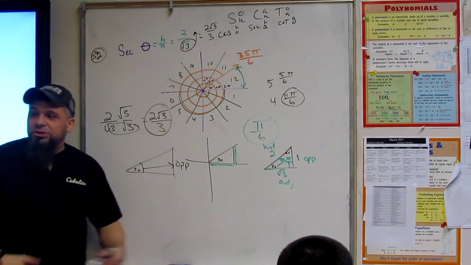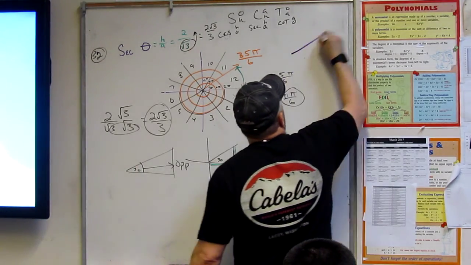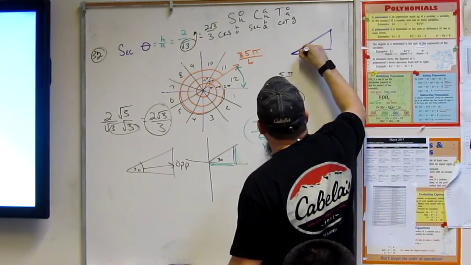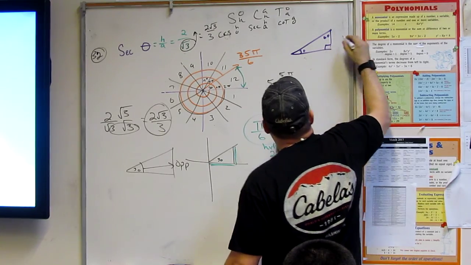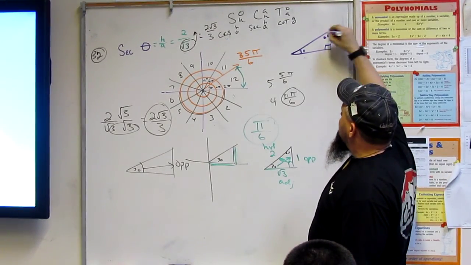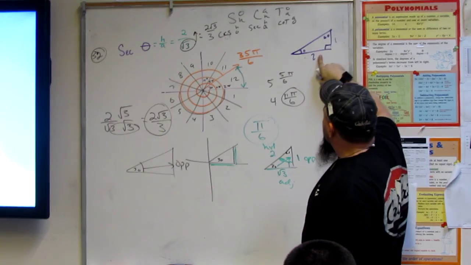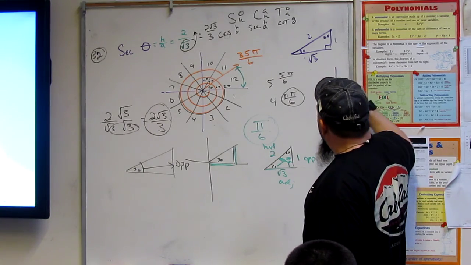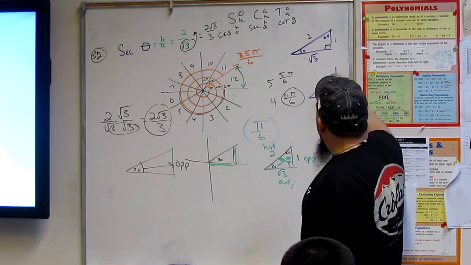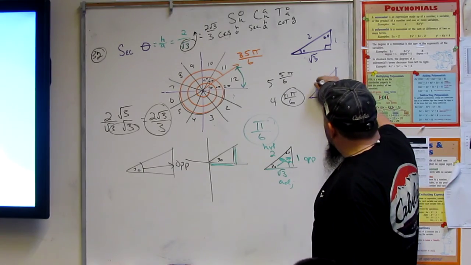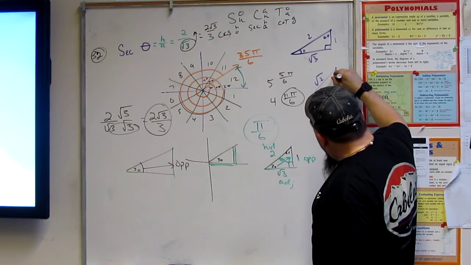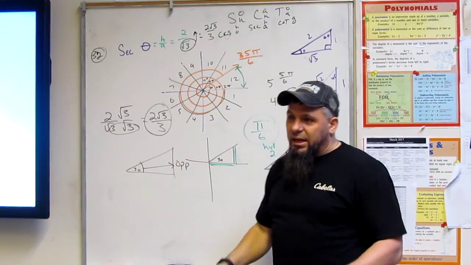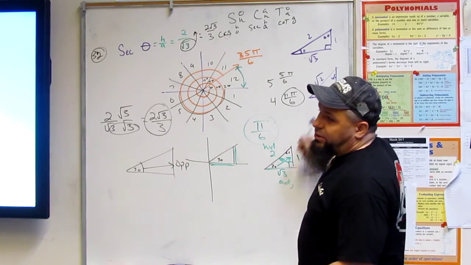So, in your cheat sheet should be your 30, 60, 90 triangle: the 1, the 2, and the square root 3. And you should also have this triangle, the 45, 45: the 1, 1, square root 2. This is what makes up the unit circle. Okay? And then you just decide which one you're going to use.